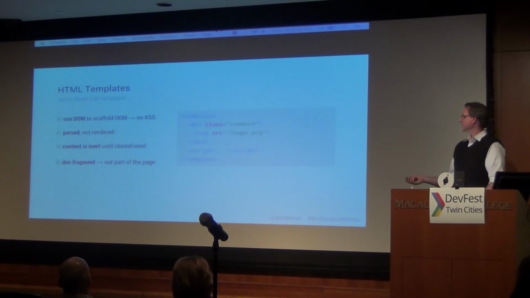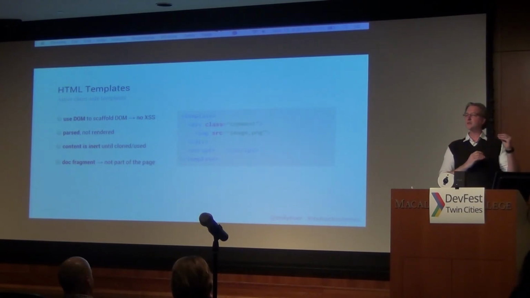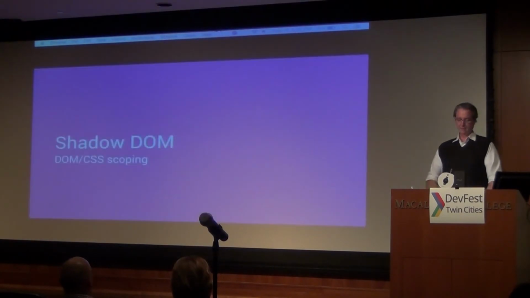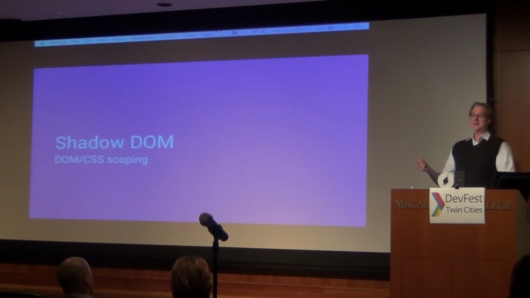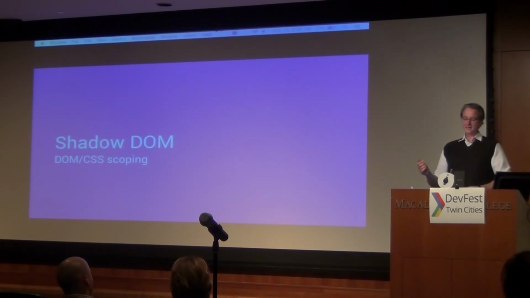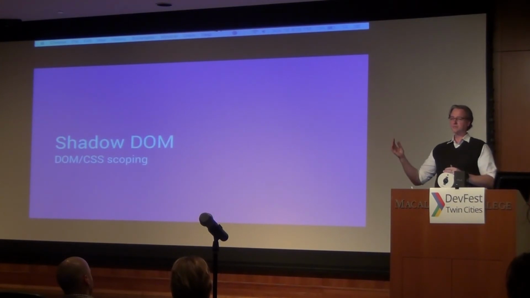The content is inert until cloned or used. It means it kind of sits on the page and doesn't actually do anything until it's instantiated on the page. And it's not part of the page. So one of the other real powers that come with these web components is the idea of a shadow DOM. So imagine a bubble of CSS or markup that's scoped. So your CSS styles don't affect the parent document. External JavaScript can't mess with elements within your component.